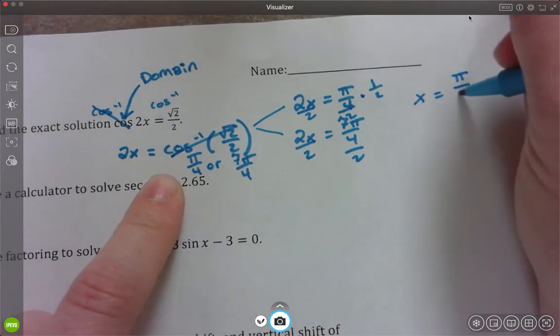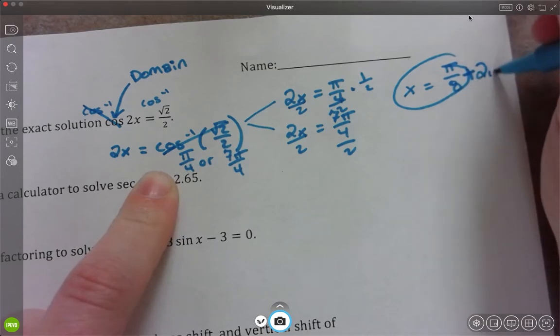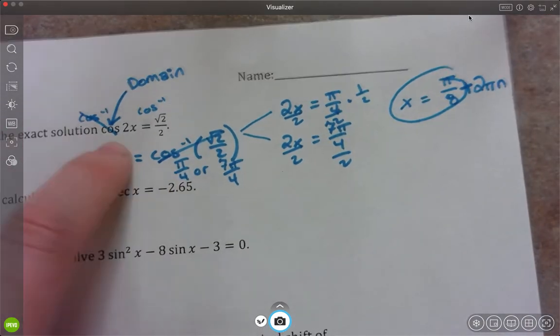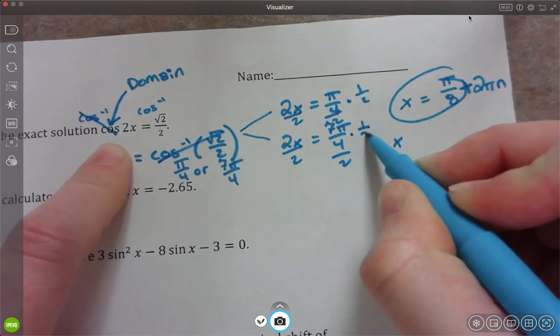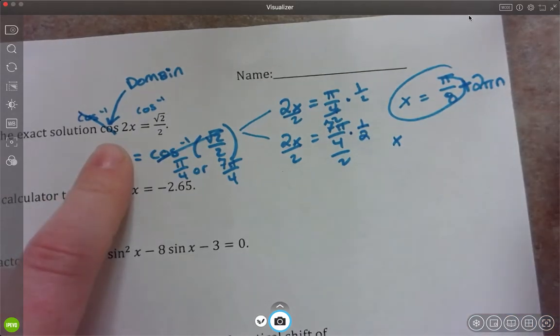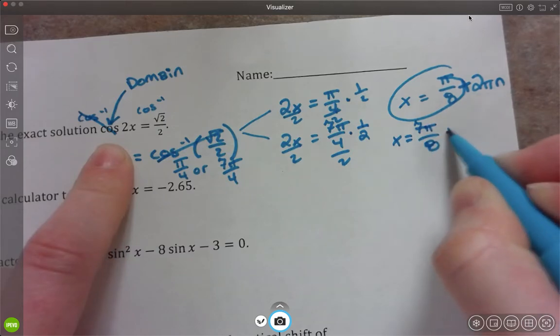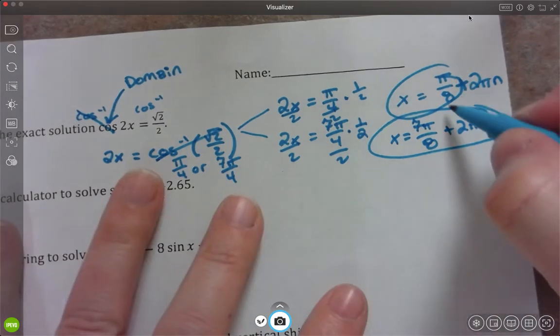Oh shoot, I need to put plus 2 pi n on the end there. Plus 2 pi n. Why 2 pi n? Because cosine's period is 2 pi. This other one, if I take 7 pi over 4 times 1/2, will be 7 pi over 8 plus 2 pi n. And that's what it will look like. So those are going to be my two answers for that one.